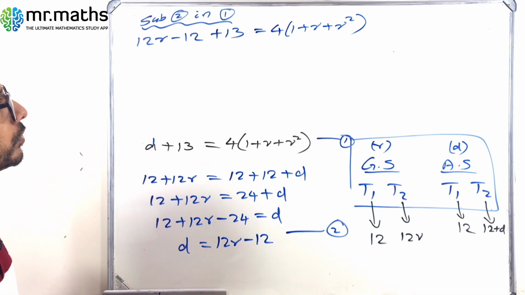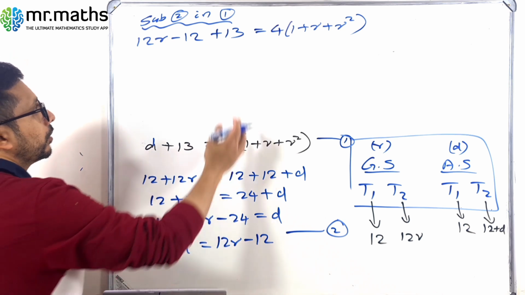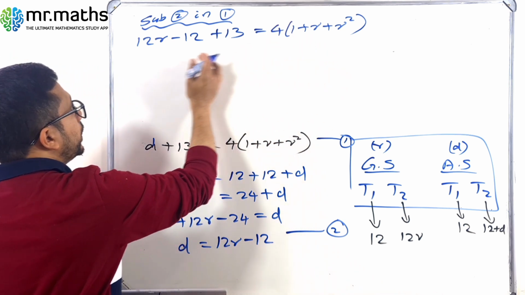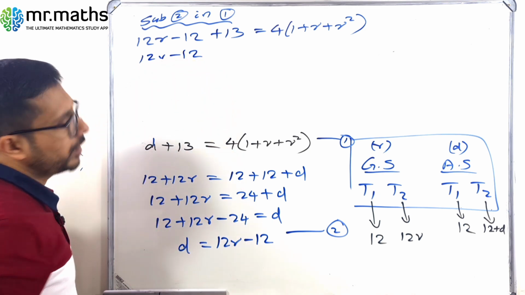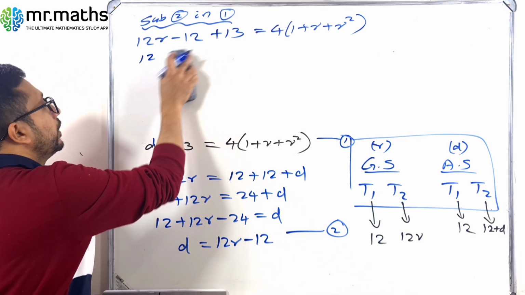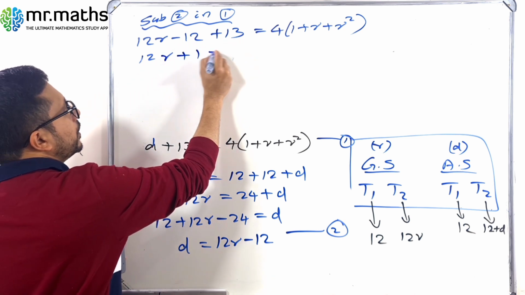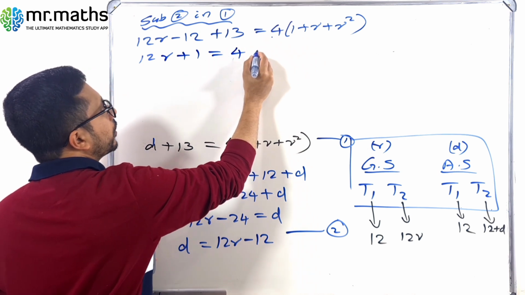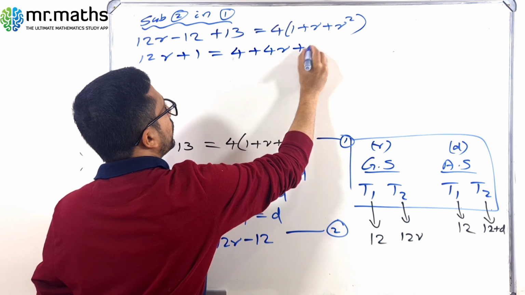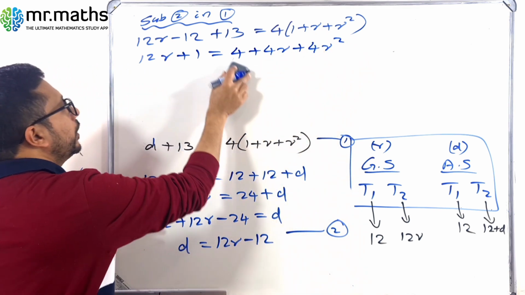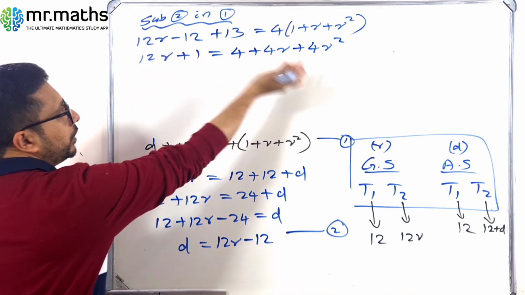So now we have to simplify this one. Okay, there is no need to take the common factor here. We can multiply and make it a quadratic equation. Okay, so 12r minus 12, what is minus 12 plus 13? We don't want to write the same thing again. 12r minus 12 plus 13 is plus 1, is equal to 4 into 1, 4. 4 into r, 4r. 4 into r square, 4r square. Okay, so here we can make it a quadratic equation. Take everything to the right side.